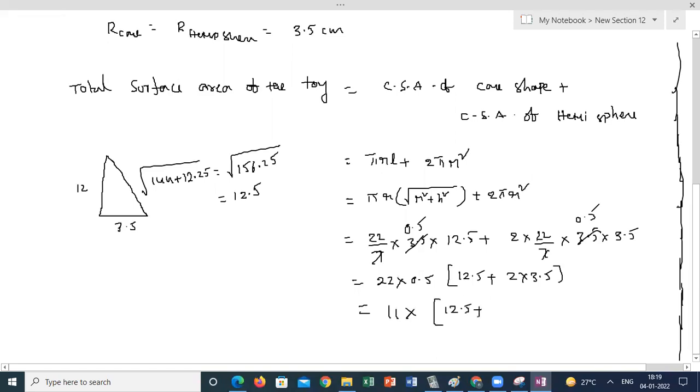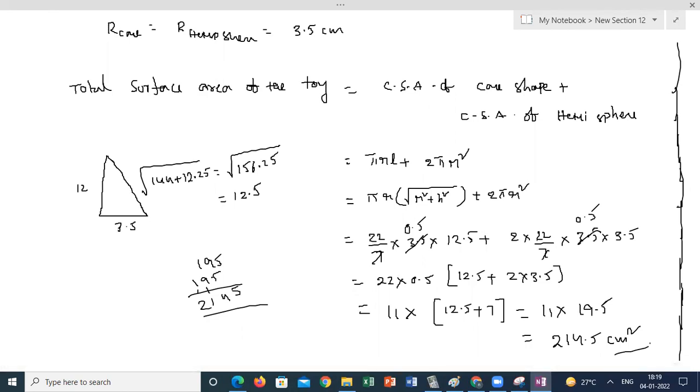So 22 into 0.5 is 11. 12.5 plus 2 into 3.5 is 7, so 11 into 19.5, which is 214.5. So the answer is 214.5 centimeter square, I got. Please let me know whether you are getting the same answer. See, the calculation is your skill, how you are going to do it with the help of algebra and analytical skills. You have to make yourself a little bit fast.